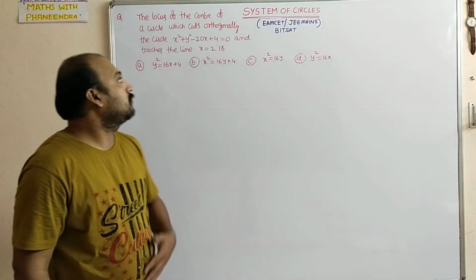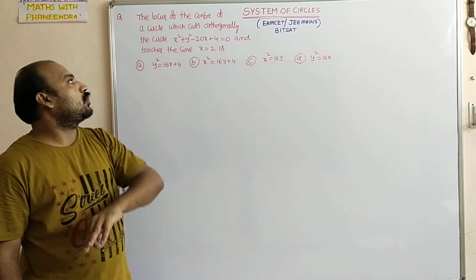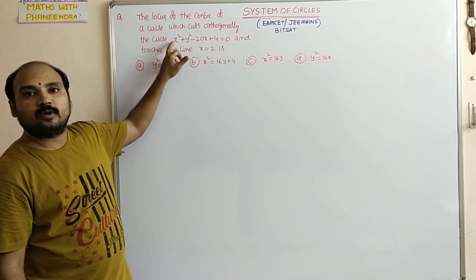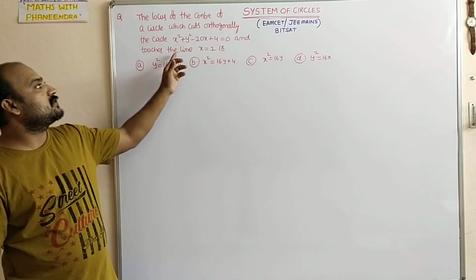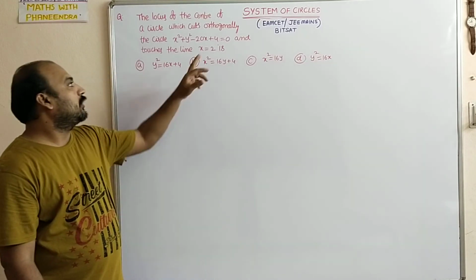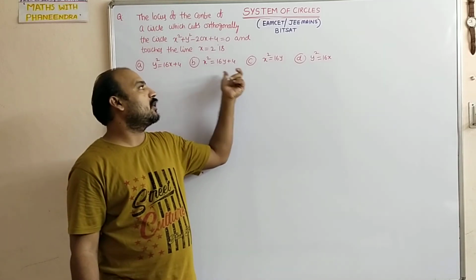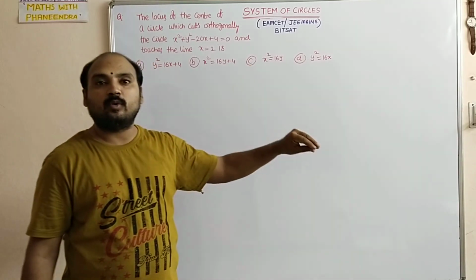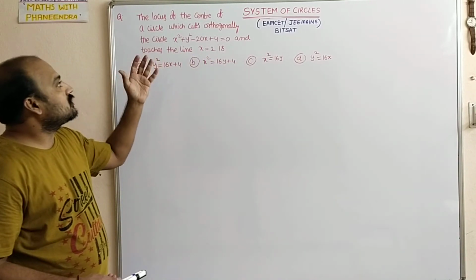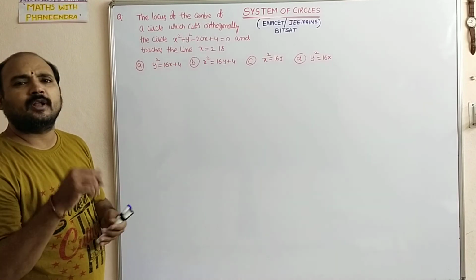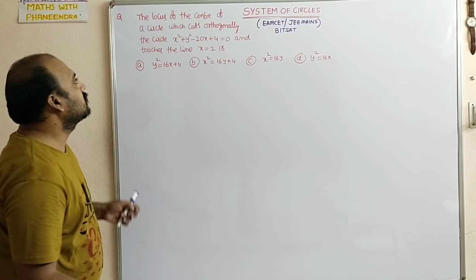The next question: the locus of the center of the circle which cuts orthogonally the circle x² + y² − 20x + 4 = 0 and touches the line x = 2 is: y² = 16x + 4, x² = 16y + 4, x² = 16y, or y² = 16x. The locus of the center of the circle. This type of question is regularly asked in competitive exams, so we have to concentrate on that.